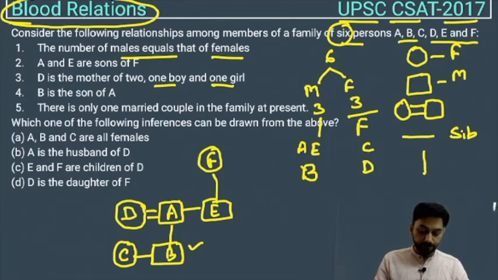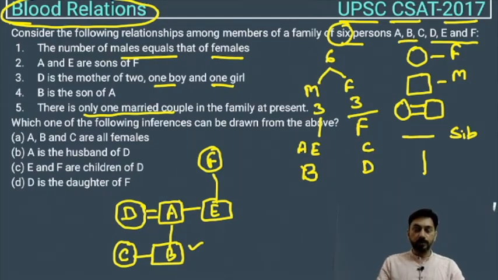Now the fifth statement: there is only one married couple. So A and D are the married couple. So this is the only married couple. So all statements are totally fulfilled.